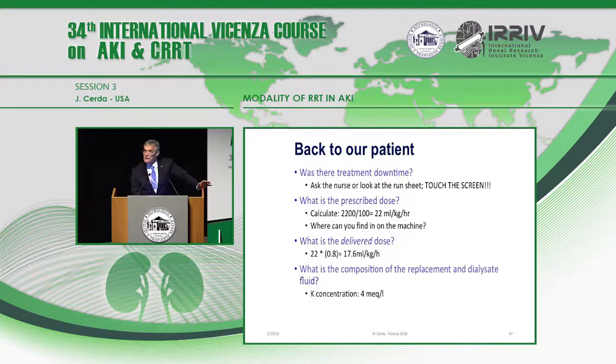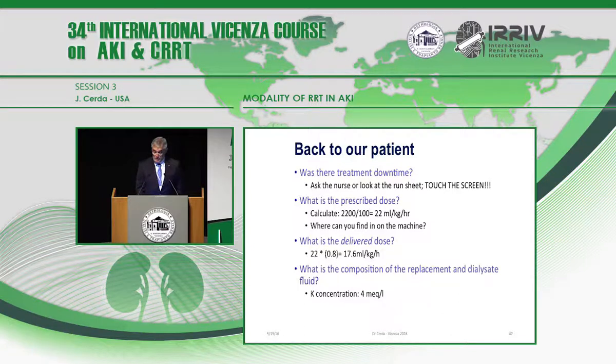But is that in the machine? Yes, it is in the machine. It is in the screen. It says what the dose is, so touch it again. And what is the delivered dose? This requires some paper and pencil, but if you calculate it, because of the dilution you end up down to 17.6. So now you're underdosing the patient, even though things seem to be moving along, and this is your responsibility, because if you don't make the calculation, it won't happen.